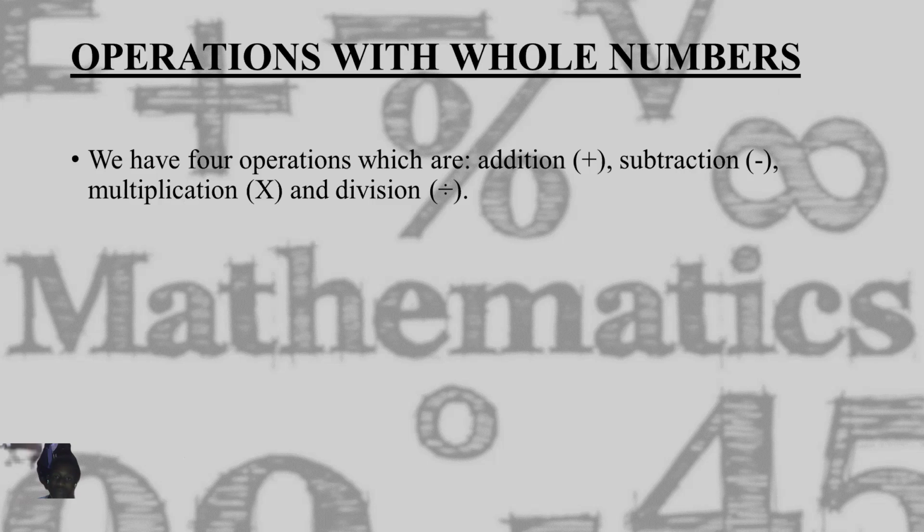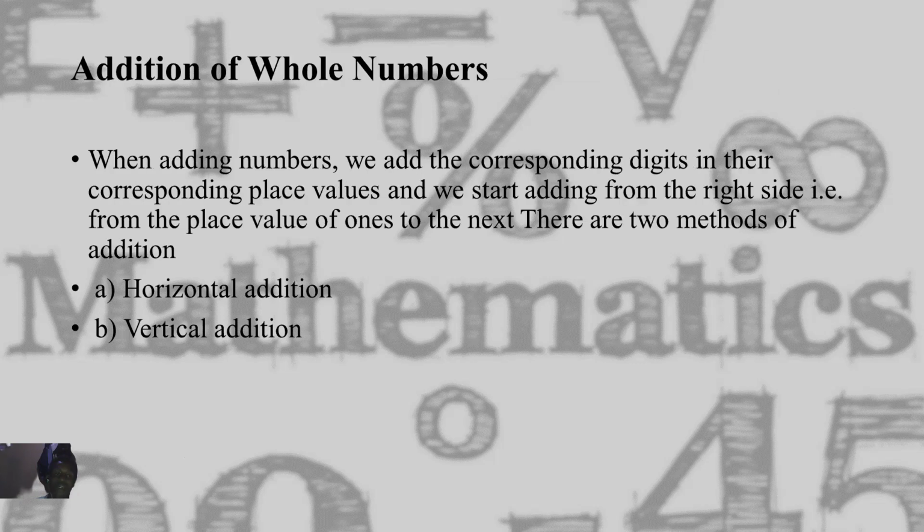Then we have operations with whole numbers. We have addition, subtraction, multiplication, and division. In addition of whole numbers, when adding numbers, we add the corresponding digits in their corresponding place values. Underline the words place value. And we start adding from the right-hand side, that is from the place value of ones to the next. There are two methods: horizontal and vertical.